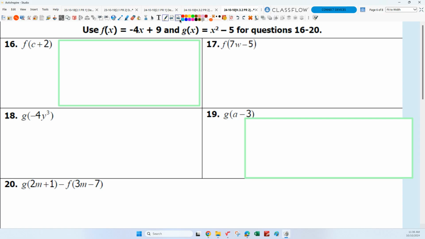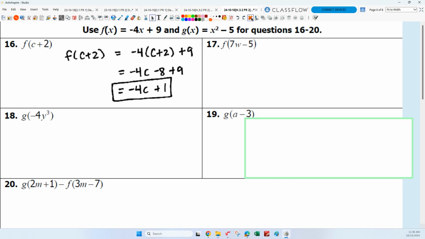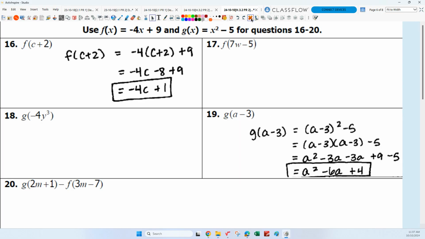So what is f of the quantity c plus 2? Negative 4 times the quantity c plus 2 plus 9. Which we can simplify. I could distribute the negative 4 and collect like terms, no big deal. Number 19, same thing. If g of x is x squared minus 5, g of the quantity a minus 3 is just the quantity a minus 3 squared minus 5. And then we could just FOIL out a minus 3 squared, collect like terms, and get an answer. Okay?